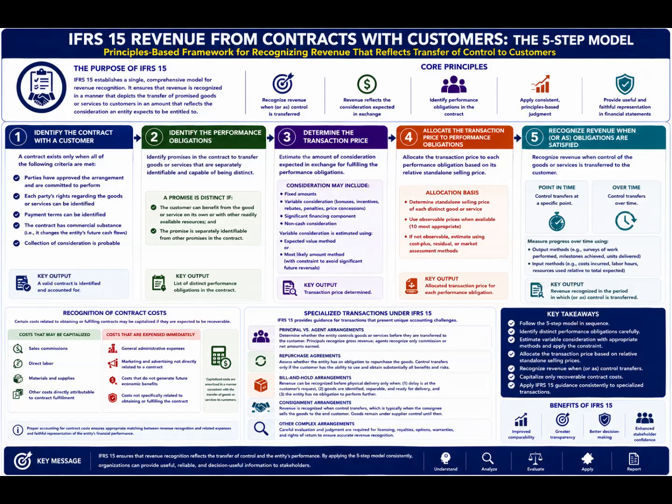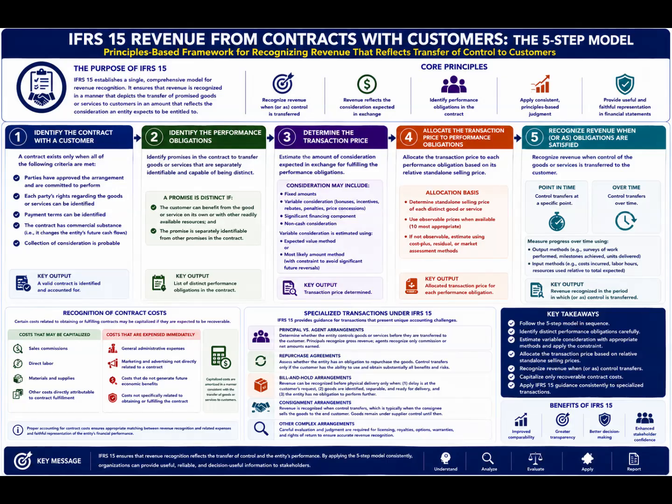Once determined, the transaction price must be allocated to individual performance obligations based on their relative standalone selling prices. This allocation process ensures that revenue is recognized proportionately according to the value of each promised good or service. Accurate pricing allocation enhances faithful representation and improves comparability across financial statements.